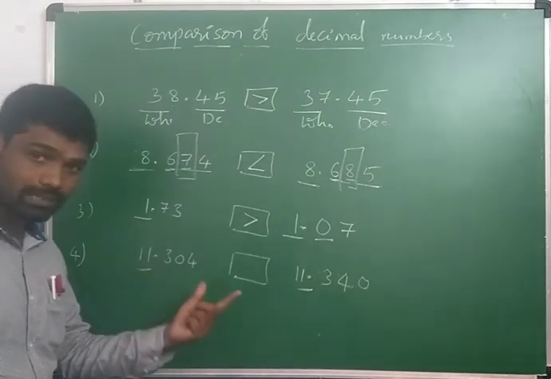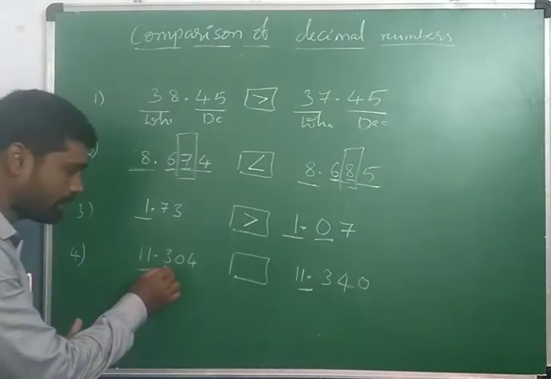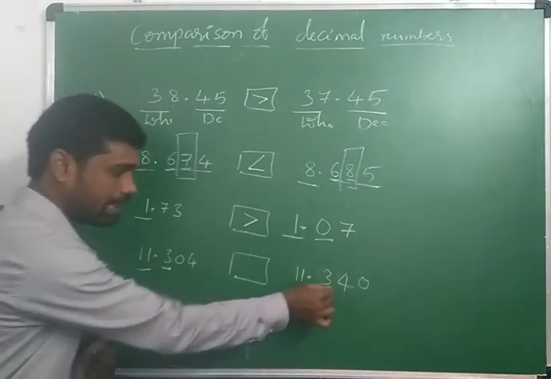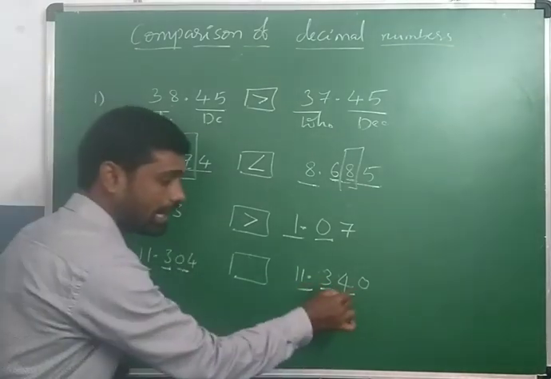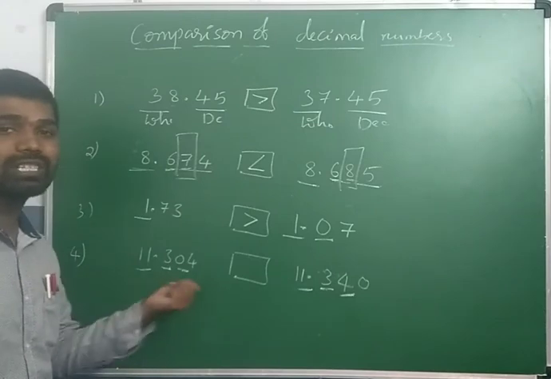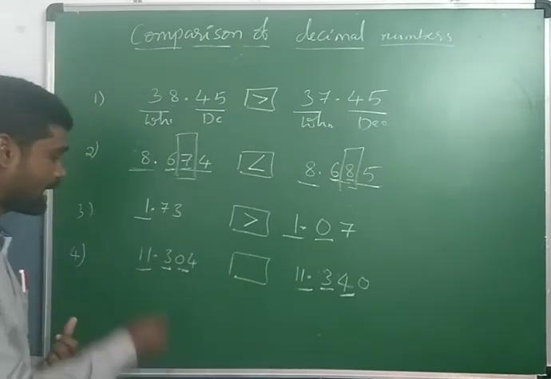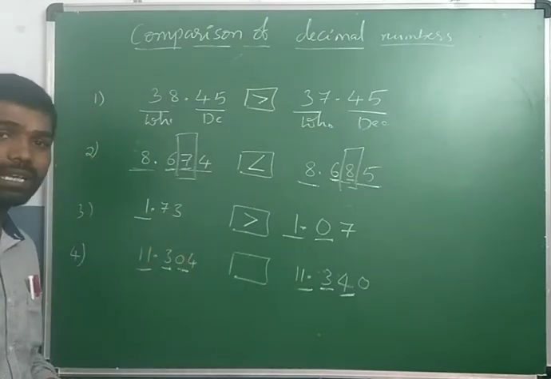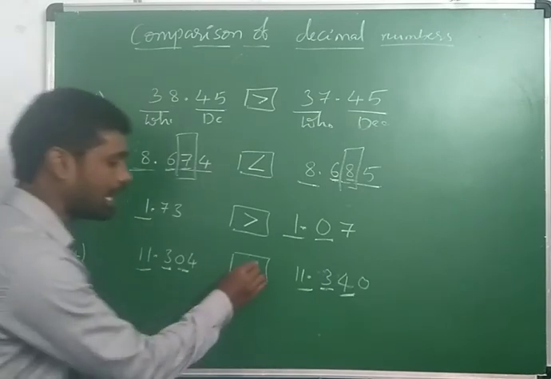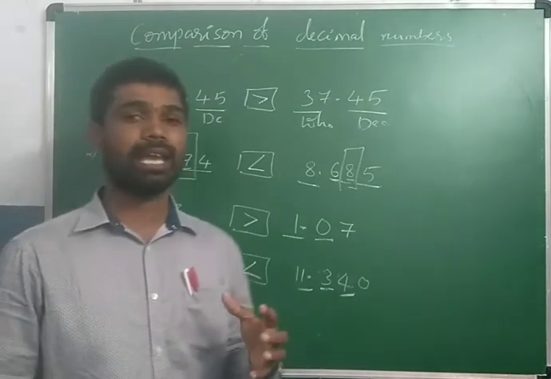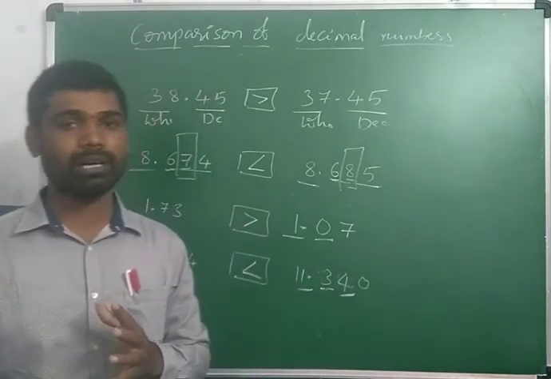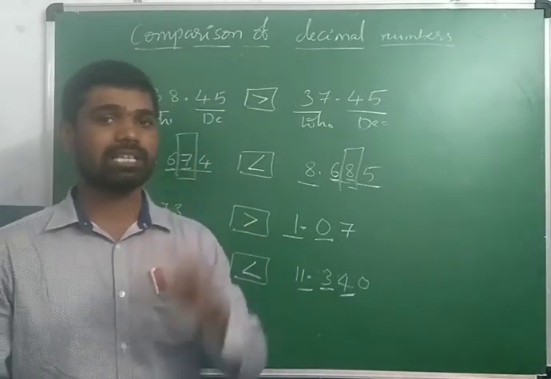And one final example, 11 and 11. The whole part is equal. Coming to the decimal part, tenths 3 and tenths 3, both are the same. Here hundredths 0, hundredths 4. Which is greater? 4 is greater. So 11.304 is less than 11.340. In this way we can compare decimal numbers, which is greater and which is smaller.